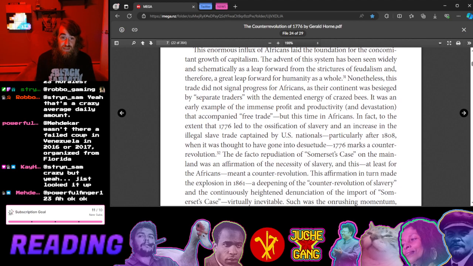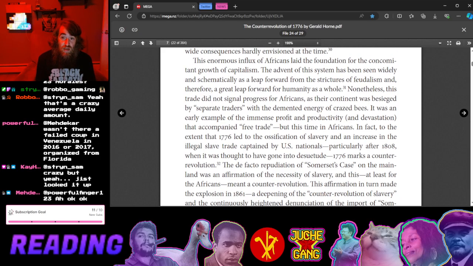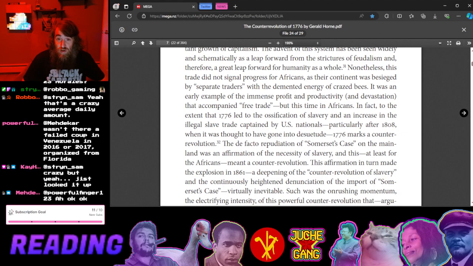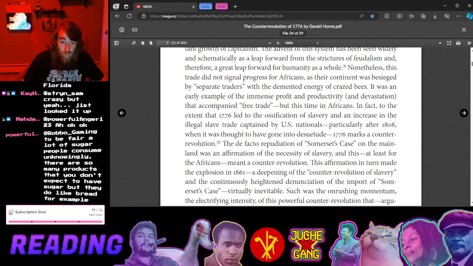This enormous influx of Africans laid the foundation for concomitant growth of capitalism. The advent of this system has been seen widely, schematically, as a leap forward from the strictures of feudalism, and therefore a great leap forward for humanity as a whole. Nonetheless, this trade did not signal progress for the Africans, as their continent was besieged by separate traders with the demanded energy of crazed bees. It was an early example of the immense profit and productivity and devastation that accompanied free trade, but this time in Africans.